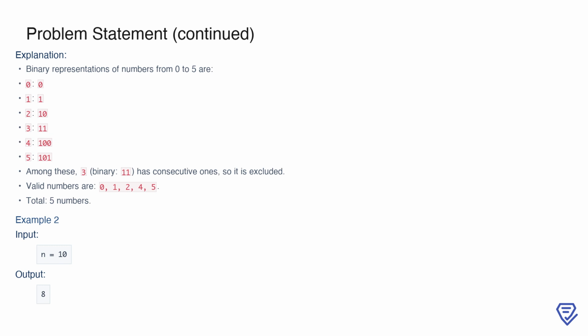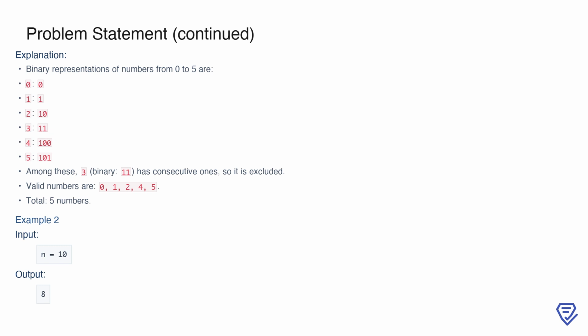To understand this further, let's break down the binary representations of all numbers from 0 to 5. The binary forms are as follows: 0 is 0, 1 is 1, 2 is 10, 3 is 11, 4 is 100, and 5 is 101. Among these, the number 3 has a binary representation of 11, which contains consecutive ones, so it is excluded from our count. The remaining numbers, 0, 1, 2, 4, and 5, do not have consecutive ones and are therefore valid. This gives us a total of 5 valid numbers.